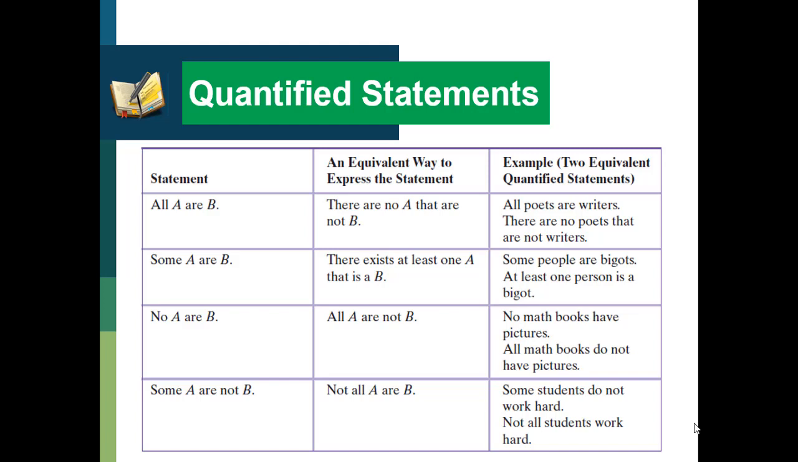Lastly, some A are not B. That means not all A are B. For example, some students do not work hard. I really agree with this because I can see some students do not work hard. Equivalently, you can say not all students work hard. Logically, they mean the same thing, right? So this part of the EMODULE teaches you to express quantified statements in a different way, but with the same meaning as the original statement.